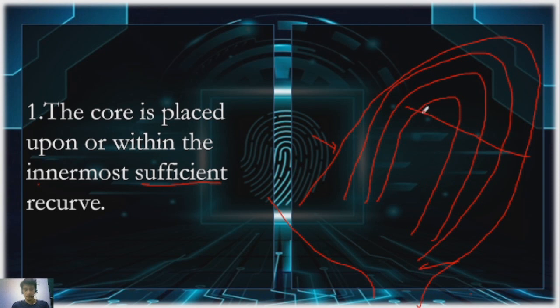Okay, and as we can see in here, where is the sufficient recurve? So the sufficient recurve is this one, right? So with that, as mentioned in here, the core is located. The core is placed upon or within the innermost sufficient recurve. So we can say that the core is in this area. Okay, so that is just a basic illustration showing rule number one, especially in a loop pattern.